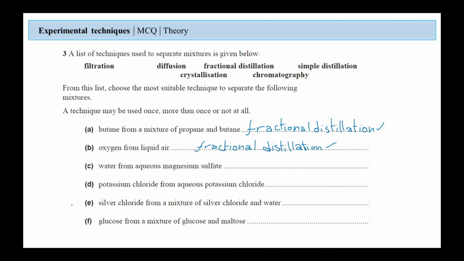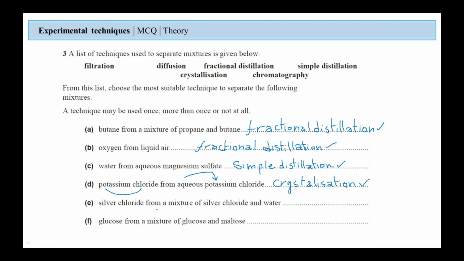Now for the third one, water from aqueous magnesium sulfate. Here we have a salt which is dissolved in water and we want to separate water from it. So we can use simple distillation. For the next one, we have potassium chloride from aqueous potassium chloride. In this case, we have a solid which is dissolved in a liquid and we want to separate the solid from the liquid. So we'll be using crystallization.